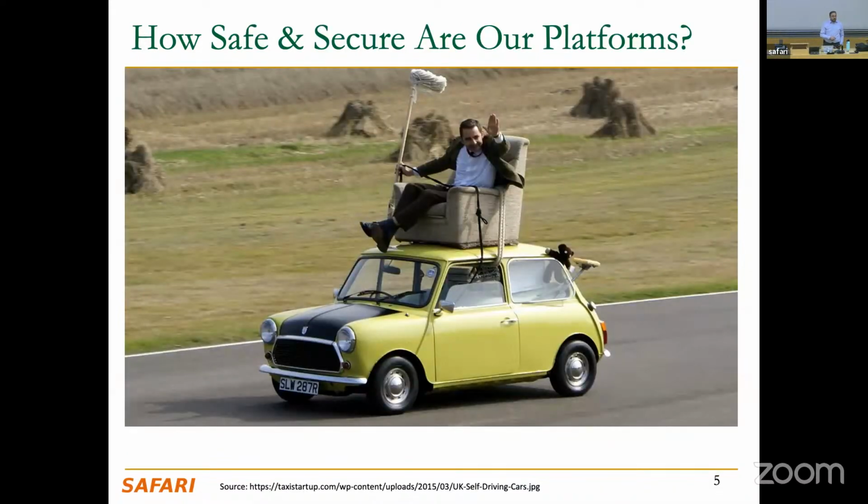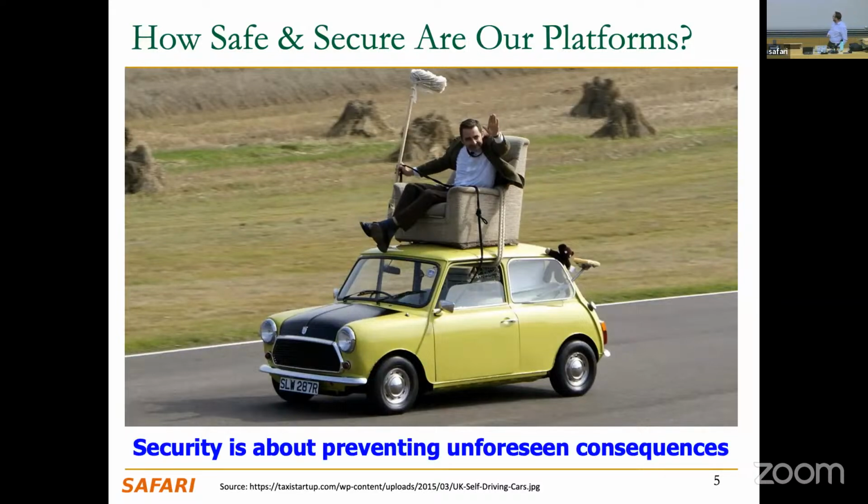So would you drive a car like this? It seems like you have all the control surfaces. You have a rope to control the wheel. You have something here to hit the pedals, but there can be many things that can go wrong here, right? So you do not want to. You want to prevent such unforeseen consequences.